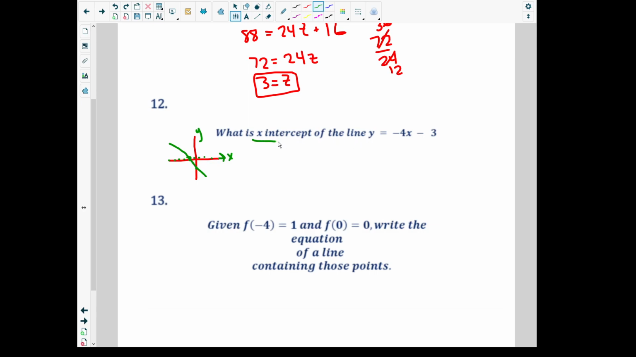So we're going to define the x-intercept. We're going to put in 0 for y. Of course, you can imagine how easy this is. We're going to add 3 to both sides, right? And I'm going to divide by -4. So this is -3/4.